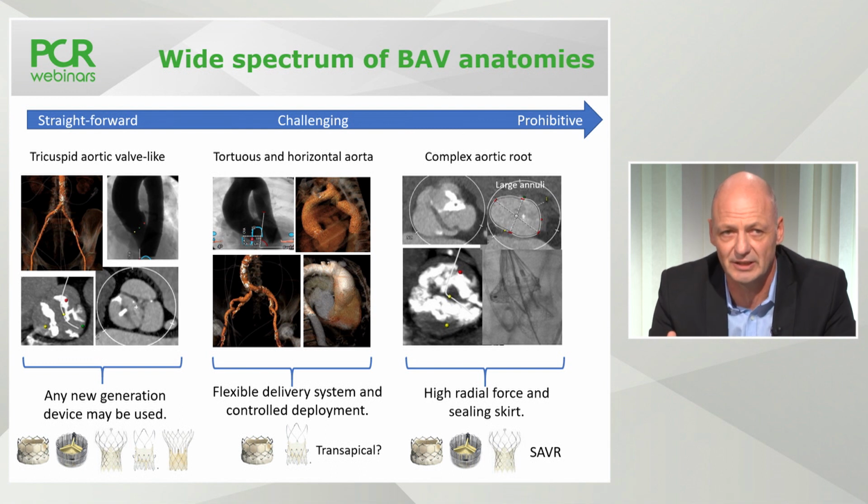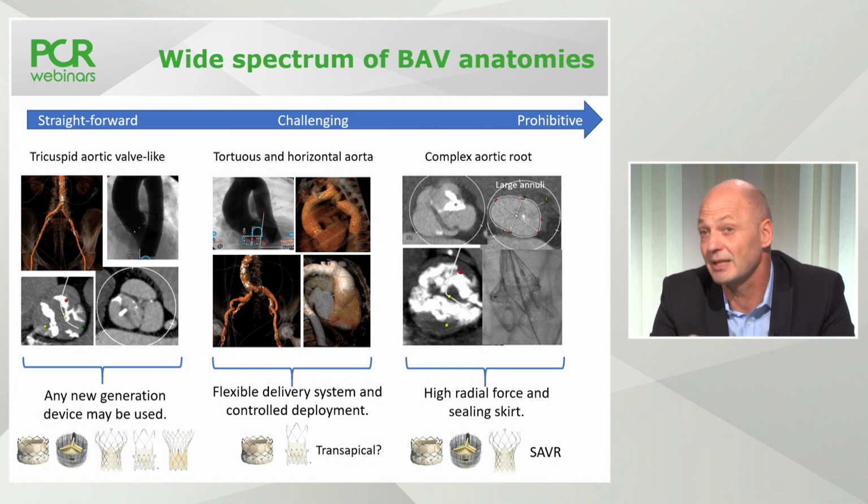In my experience, most bicuspid valves are highly calcified, and here you are more to the right side, complex root anatomy, and here you need a valve that is able to push all the calcification aside. Otherwise, the result will not be good. So, a simple answer: it depends more or less on the amount of calcification.